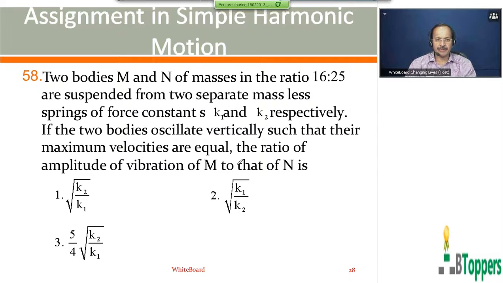So 4 options are shown. First option root of K2 by K1, second option root of K1 by K2, third option 5 by 4 times root of K2 by K1, fourth option 4 by 5 times root of K2 by K1. Come on, take a pause and try this question.